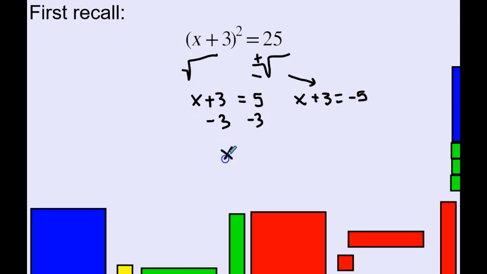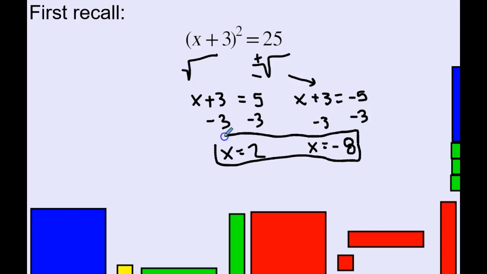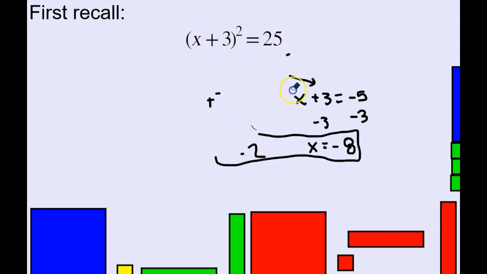So we get x equals 2, and, subtracting 3 from both sides here, we get x equals negative 8. So those are our two solutions to that quadratic equation. Pretty quick, pretty easy to do. Our goal today is we want to make equations look like this because then they are easy to solve. So I'm just going to erase this real quick. I just want to show you what this looks like.